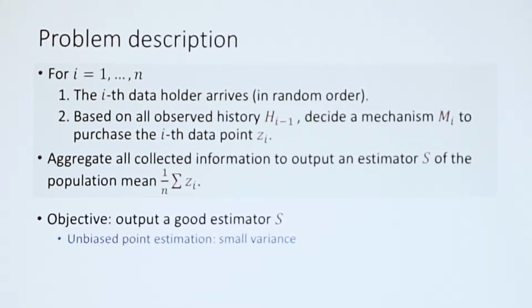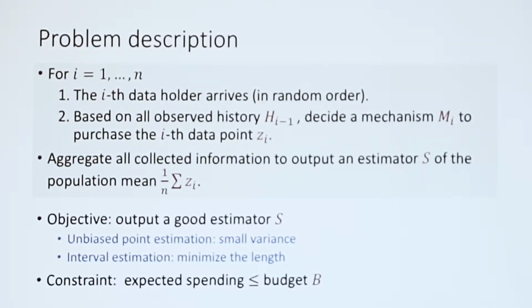So here are two examples of what I mean by good estimator. Suppose what we want is an unbiased point estimation. Then we may want to minimize the variance of the final estimator. If we want to output a confidence interval, then I may want to minimize the expected length. And the designer has the constraint that you need to ensure that the expected total spending will not exceed his budget. So this is the problem we want to solve.